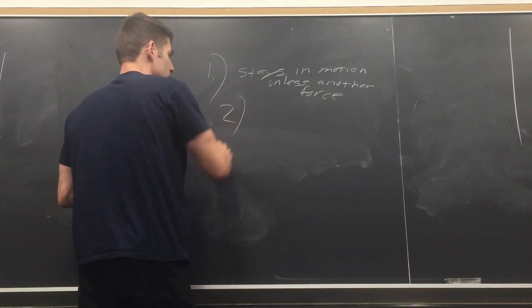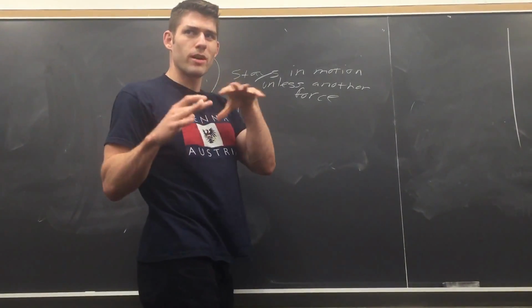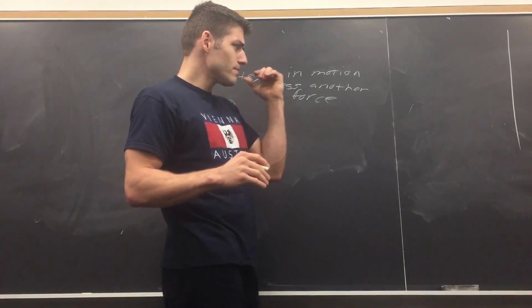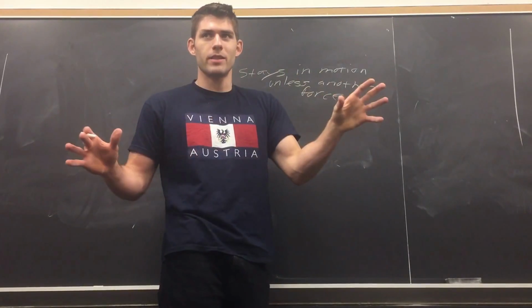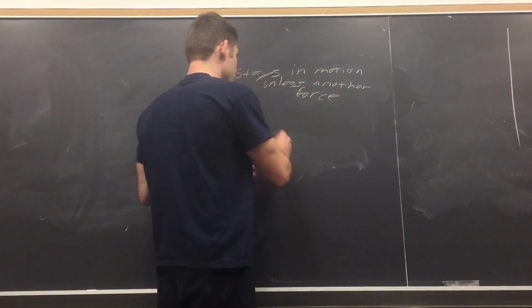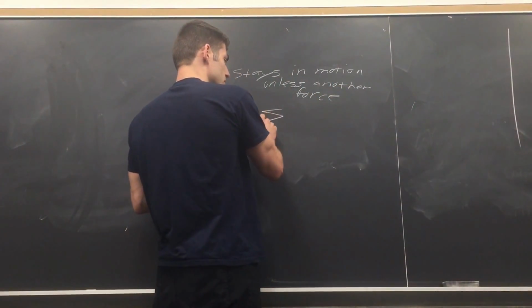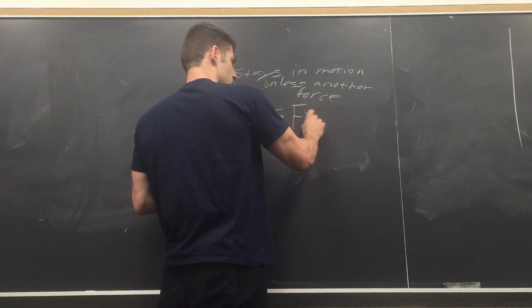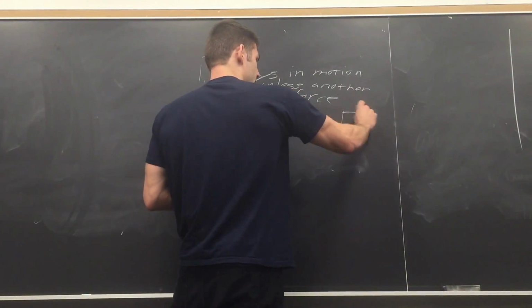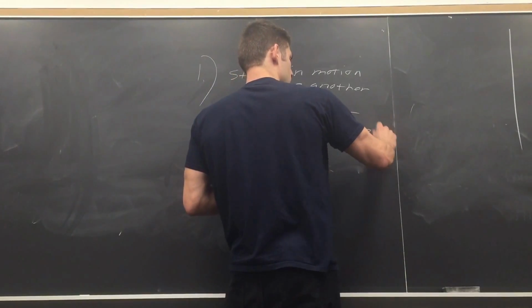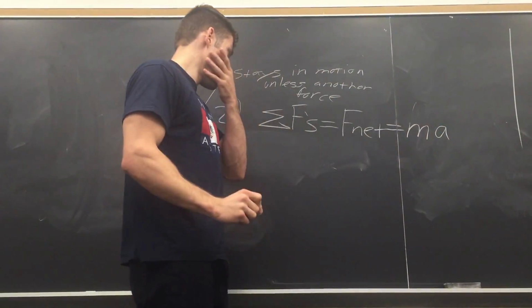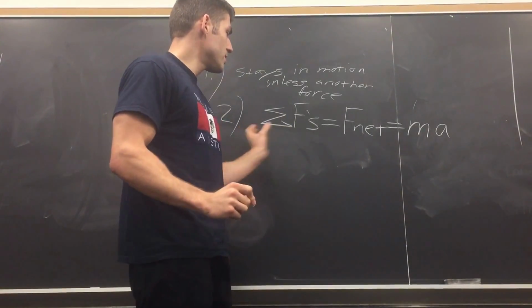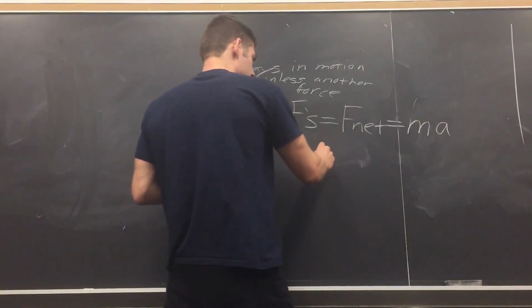So the second law is basically a summary of the formula. For chapter 4, there's essentially one formula that applies to pretty much everything. There's a lot of analytical stuff, but for the most part, the sum of the forces is equal to F net, which is equal to MA. Let's just do an example right now to explain exactly what I'm talking about.